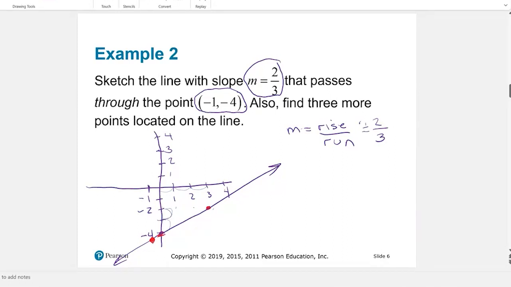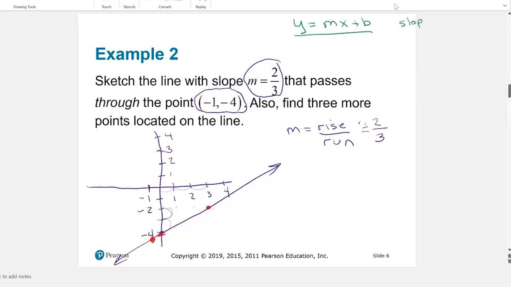So also find 3 more points located on the line. Well, that's really hard to do with a sketch. So what I'm going to do is turn it into an equation. We haven't seen this equation yet, but we will right now. Every line can always be put in the form y = mx + b. This is called slope intercept form.